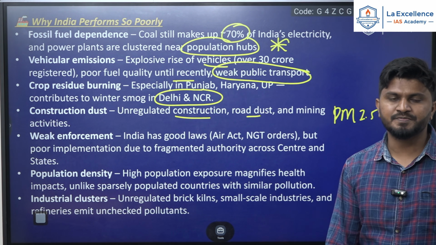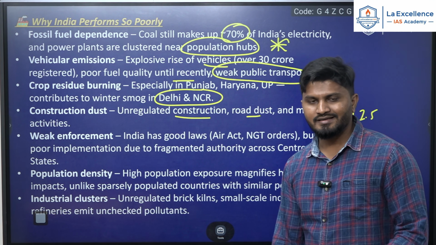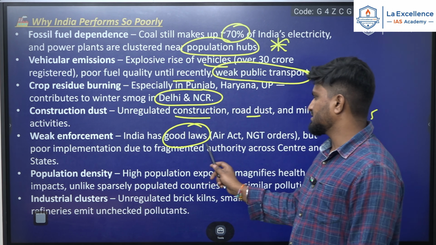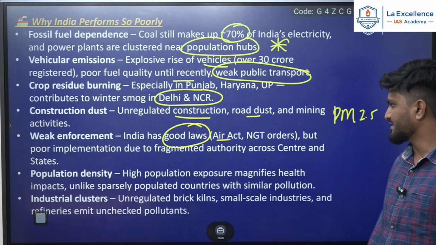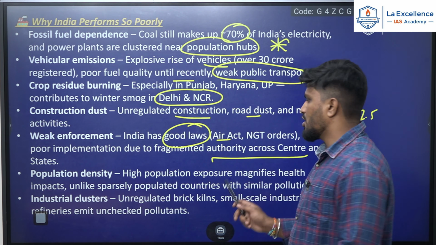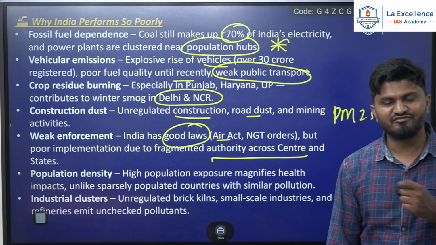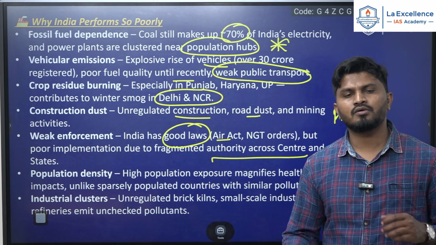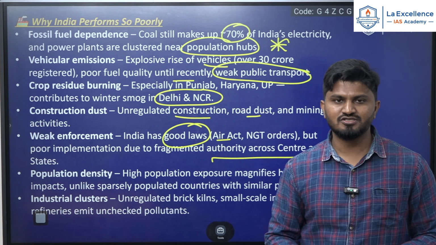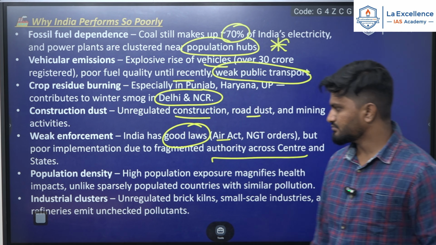Next, weak enforcement of laws. India has good laws such as the Air Act, NGT Act, Water Act, etc. But there is poor implementation due to fragmented authority across center and states. That is the story of India. There is a wide range of laws available in India, but what is the issue? The implementation of those laws is the issue in India.